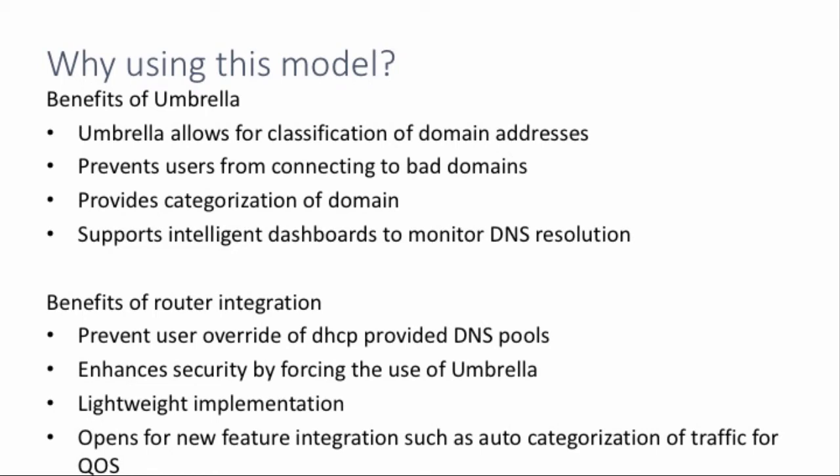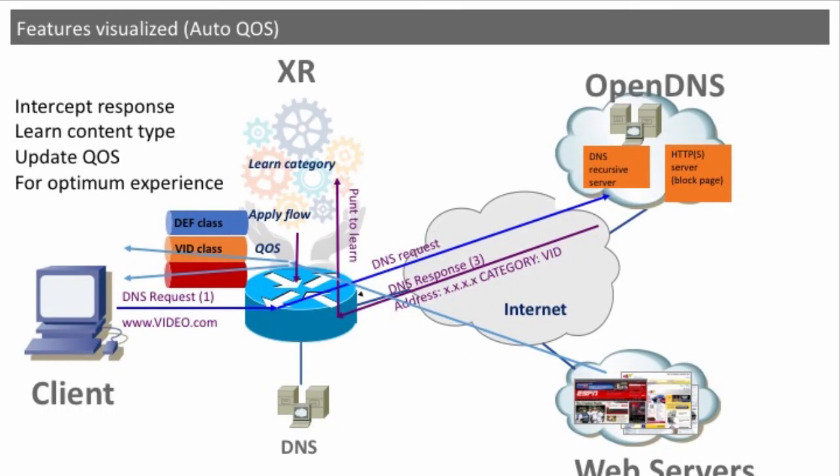So why would you be using this model? Umbrella allows for a classification of domain addresses that prevents users from connecting to bad domains. And also, it helps you prevent users from changing parameters of their network settings that you don't have control over. So the benefits of router integration are that instead of having to touch every DHCP pool that you have or being worried about what users are provisioning for themselves, the router can force the policy that you want to set.